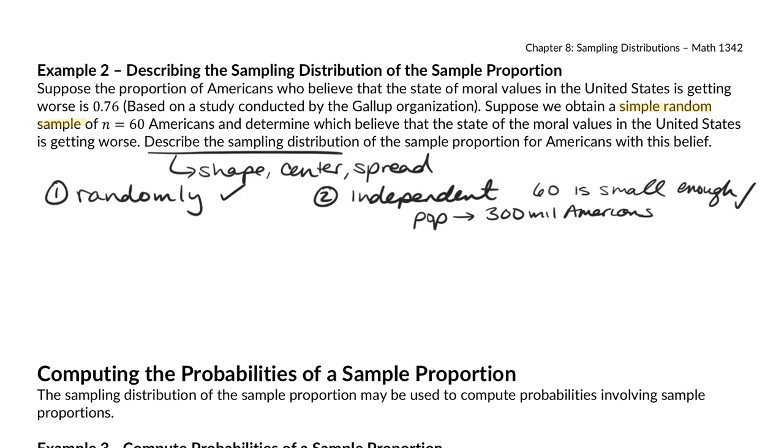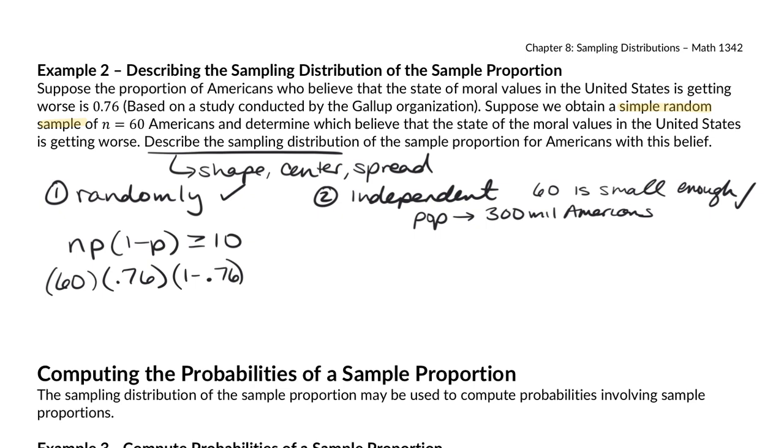The formula we're going to check for size is n times p times 1 minus p greater than or equal to 10. This is what we're checking for the shape. n is the sample size. What is my sample size here? 60. p is the probability of the characteristic we're looking for. So we're looking for the people who believe that the state of moral values in the United States is getting worse. What's that probability? 0.76, which means 1 minus p ends up being 1 minus 0.76.